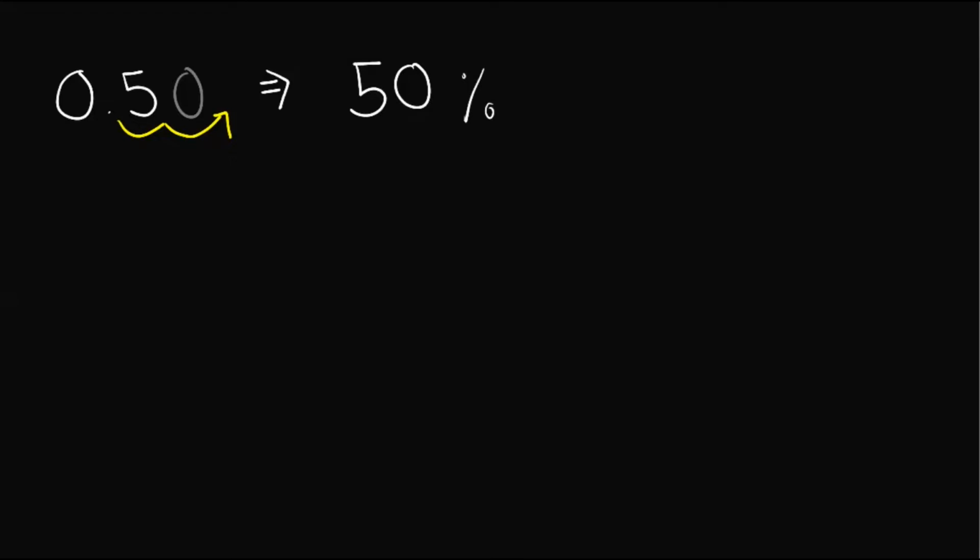So let's try another example. If we have 0.25, again, what we do is we move two decimal places to the right here. So 1 and 2. So that would give us 25%.